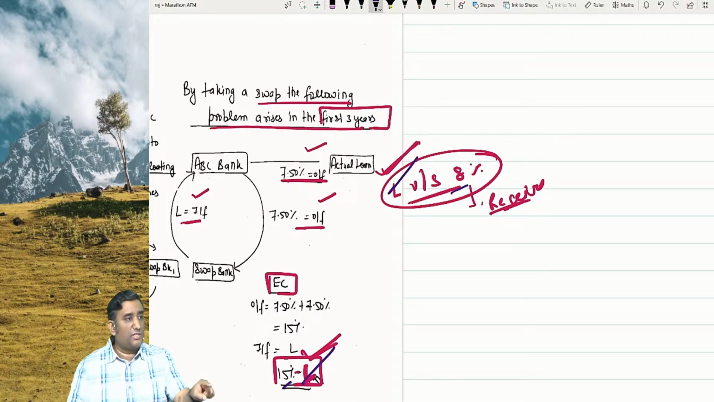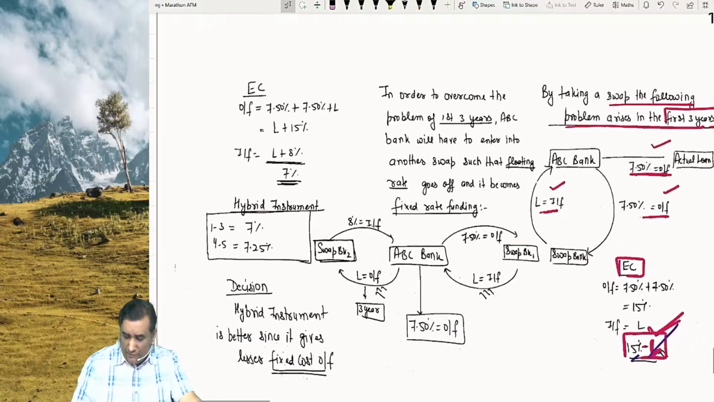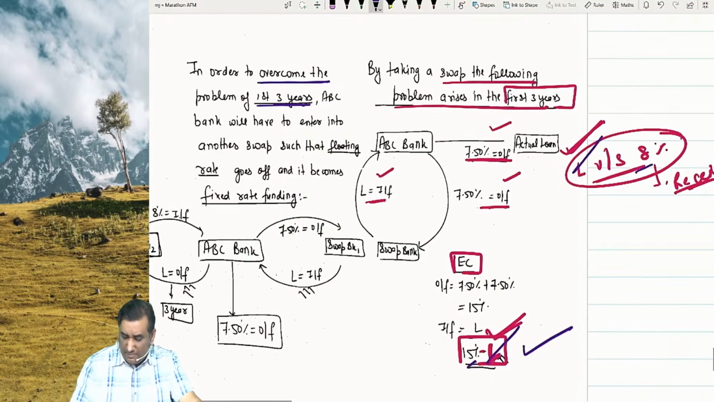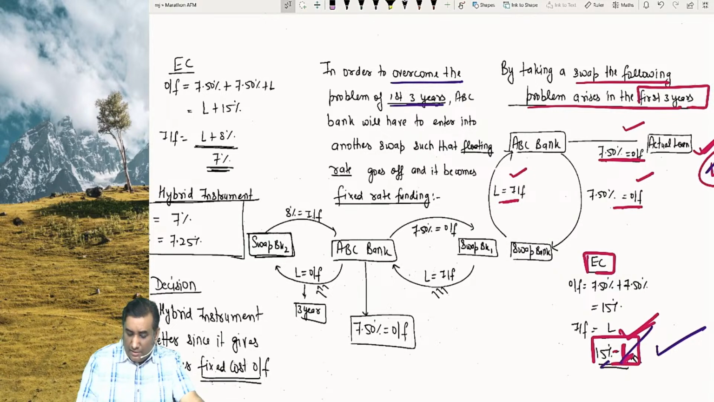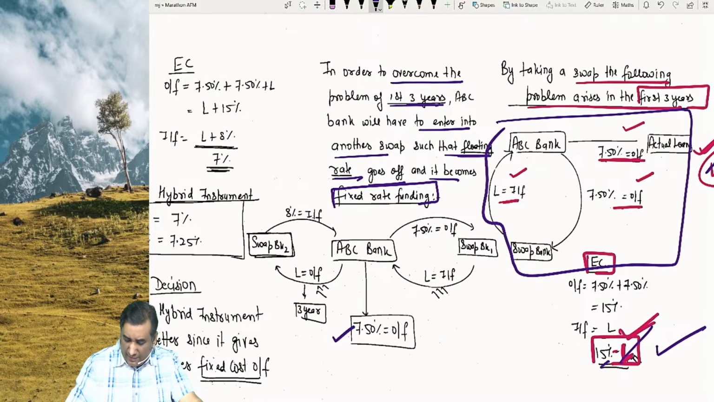So it means for the first 3 years, 2 swaps will be there, and the percentage will come at what? 7%. And for the last 2 years, what do we have? 7.25, which comes out. So if you look at my structure here, in order to overcome the problem of the first 3 years, the bank will have to enter another swap such that the floating rate goes off and it becomes what? Fixed rate funding.